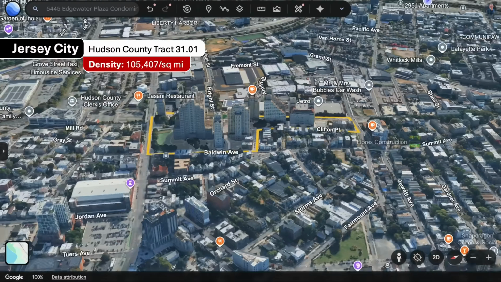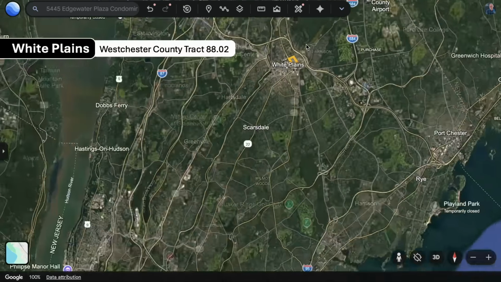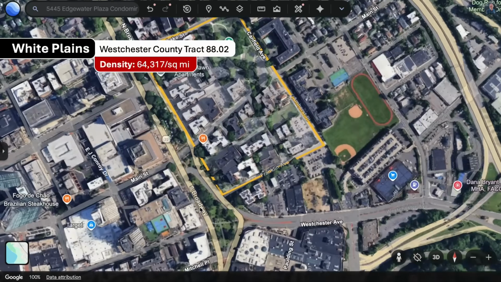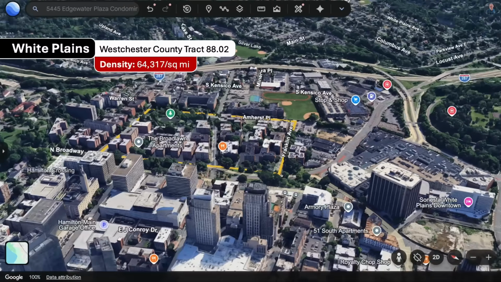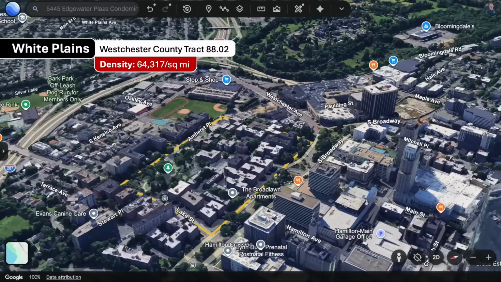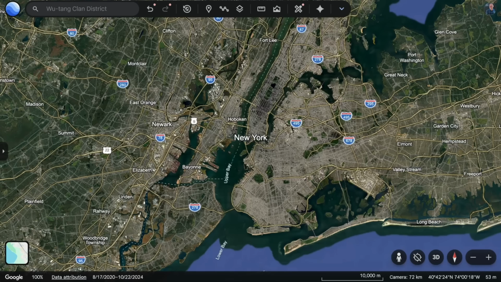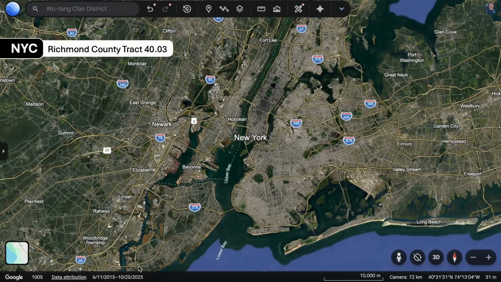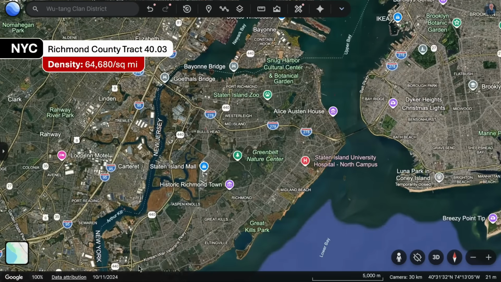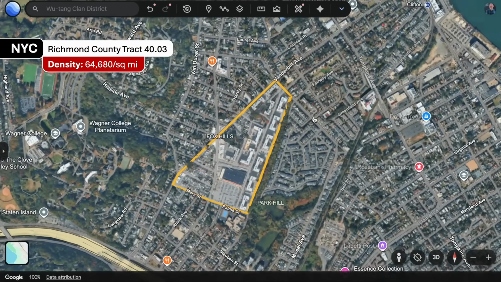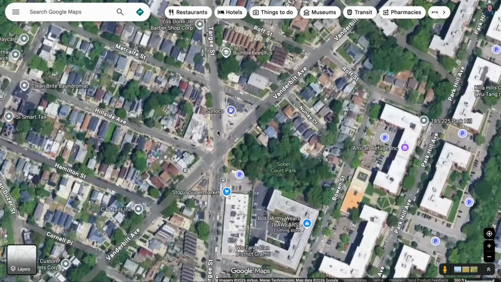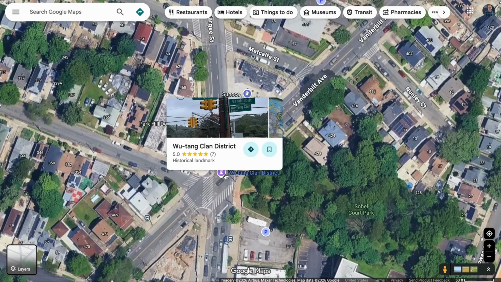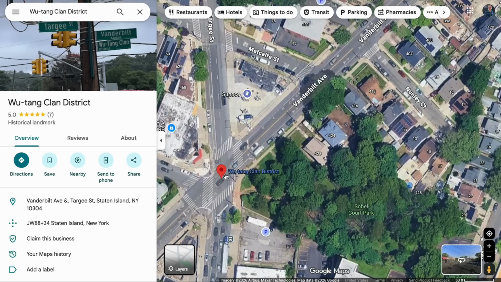definitely looks the part. Westchester County Tract 88.02 up in White Plains gets in on the act as well, and also passes the eye test. And believe it or not, all 5 boroughs of New York City are represented in the top 1,000. That's right, Staten Island shows up twice, the densest tract being 40.03, literally the Wu-Tang Clan district, something I didn't even realize existed, so now I think I know my first stop when I come to town in April.